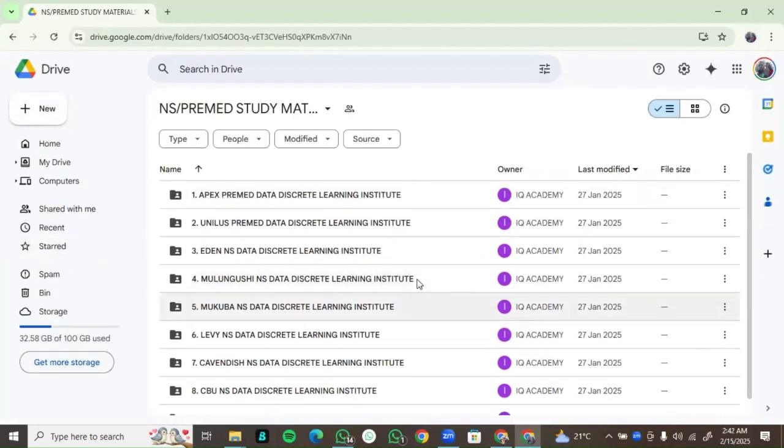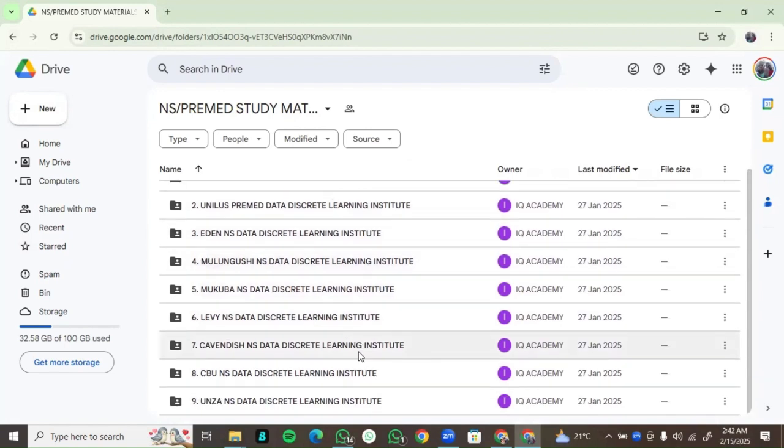You go in the folder for your university. If you're from Apex, you go there. Unilas, you go there. Eden, you go there, just like that. If you're from UNZA, you go to the last university there. All right, and then from there, we can go back to the website.